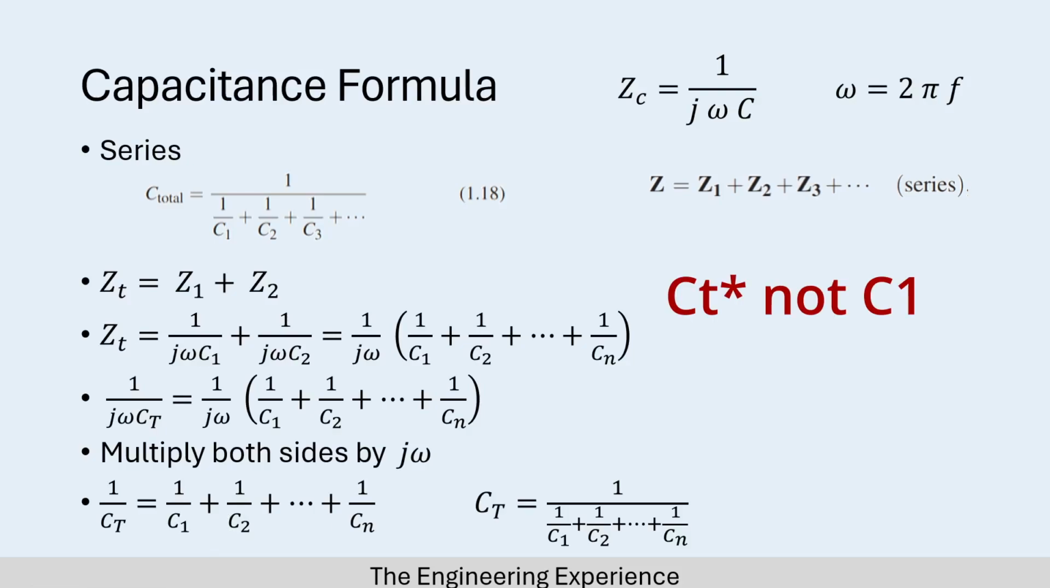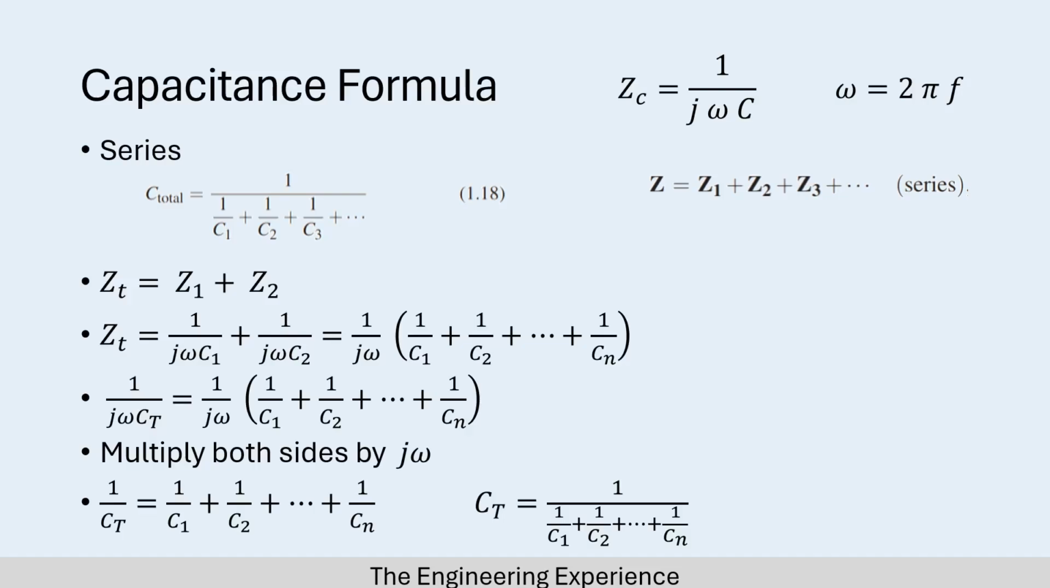And then if we bring the Ct by itself, we get to the equation that we are after, and that is given to us in equation 1.18 in the book, which is that the total capacitance is equal to 1 over 1 over C1 plus 1 over C2 all the way up to Cn. So this is the solution for the series capacitance formula.